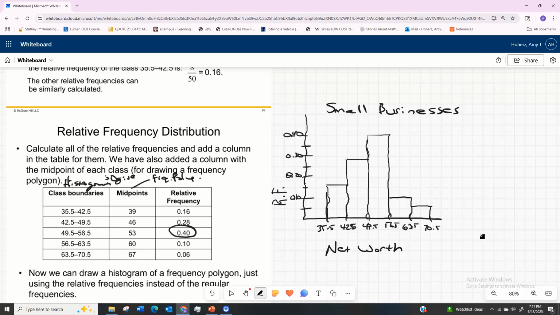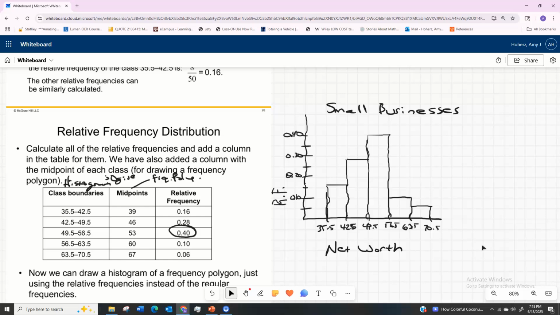So you can see it climbs to where a good majority, the 0.4, are in these two classes. And then it really drops off. They only have a few businesses, 10% and 6%, that are above 56.5 for their value. 56.5, is that 56,000, 56 million? I don't know.